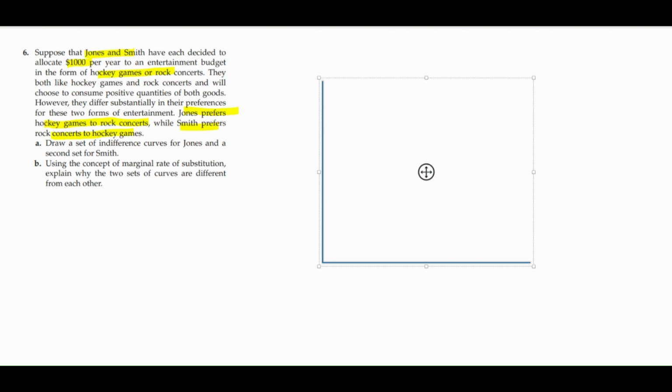To draw it, first let me take the tools. They have mentioned rock concerts, so I'm representing rock concerts with R, and the second one, hockey games, I'm representing with H. So these are the commodities. Now we want to draw the indifference curve, first for Jones. If you see, they both consume positive quantities. They have mentioned that they both like hockey and rock concerts.